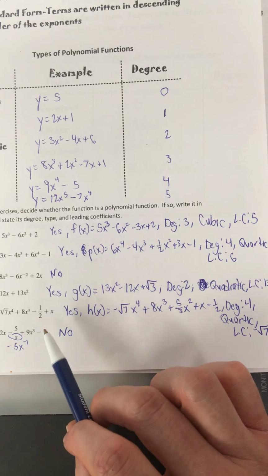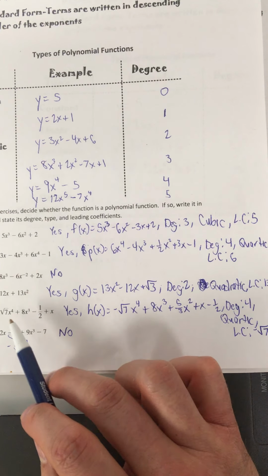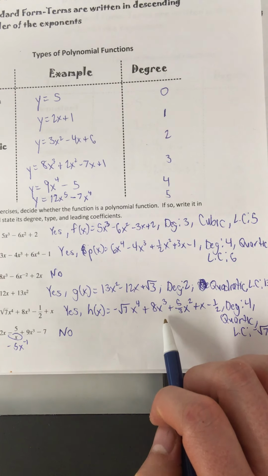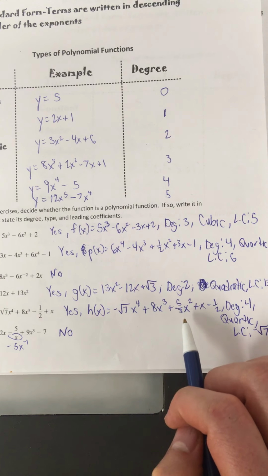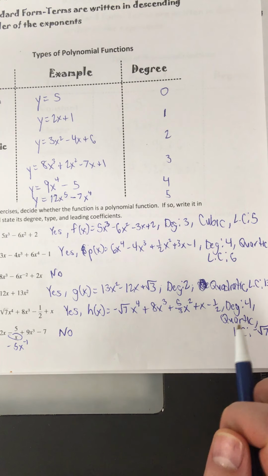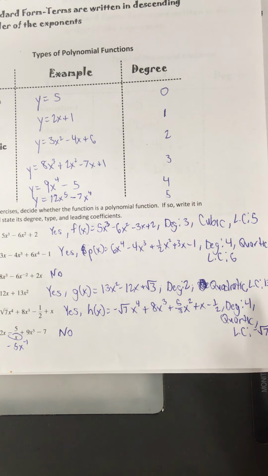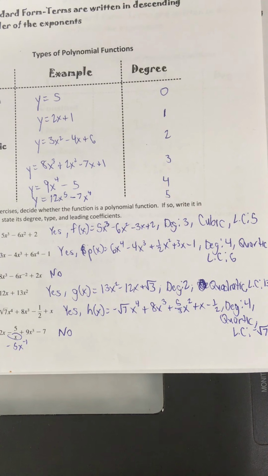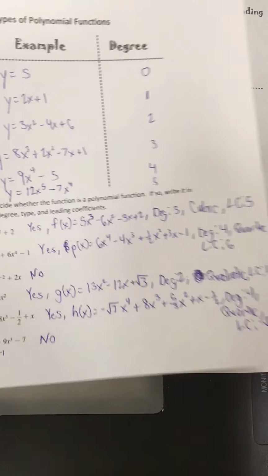And then the very last one is not a polynomial, but this one is going to be negative square root of 7, x to the 4th, plus 8x to the 3rd, plus 5/3 x squared plus x minus a half. Biggest exponent, the degree is 4. That makes it quartic. And the leading coefficient is that front number. It's negative square root of 7. All right, so that's polynomial terminology. Pretty easy, but you need to know that stuff in order to be able to do what's coming up next.